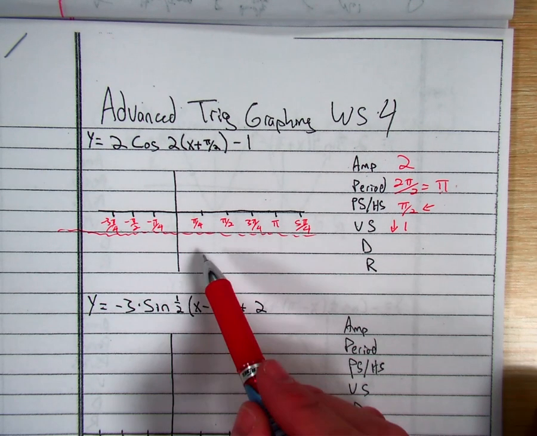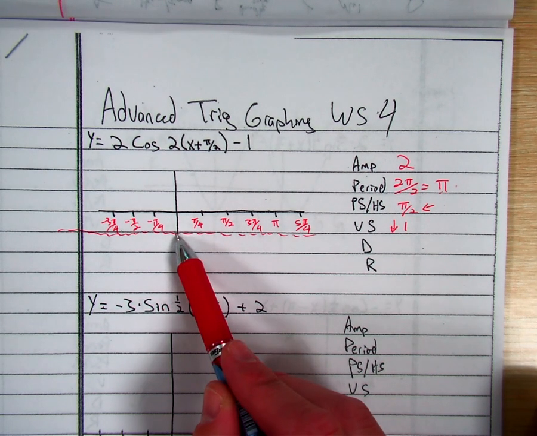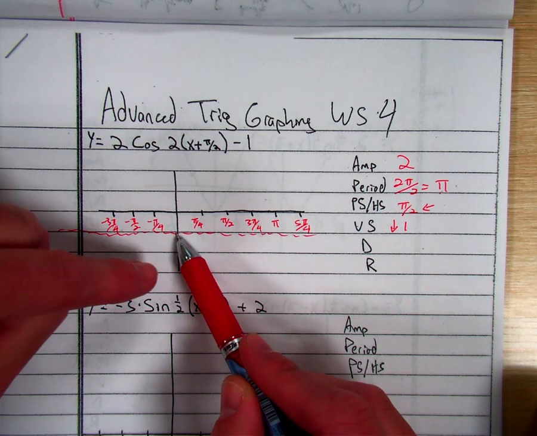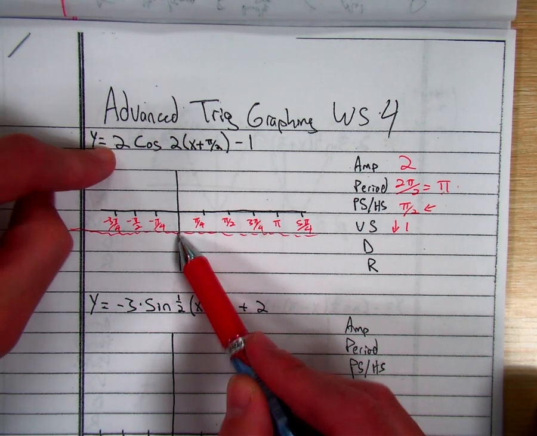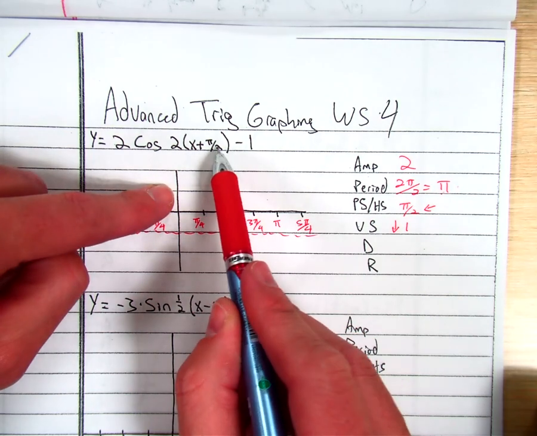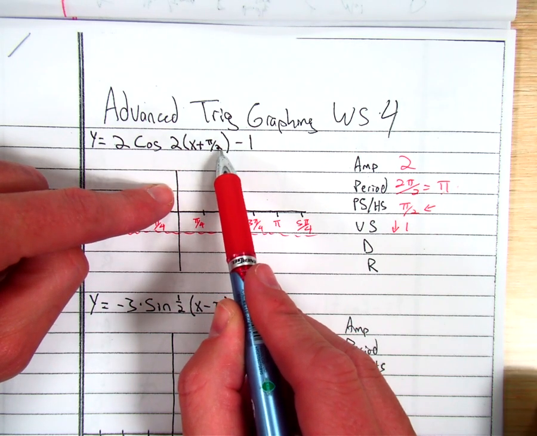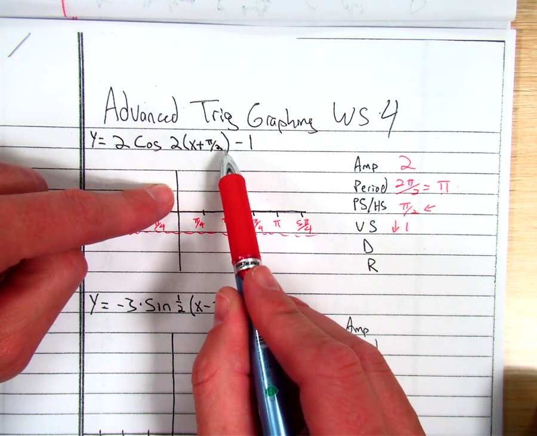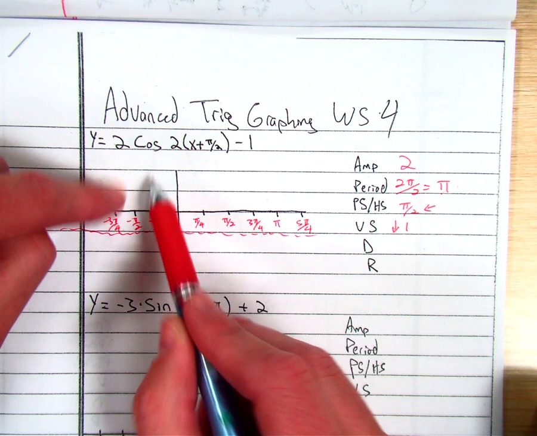Our amplitude is 2. Here's our midline. We're down here at minus 1. Cosine starts on the top. Our amplitude is 2. We're going to go up 2. That's where our first dot. Oh, we didn't do our horizontal shift, did we? Okay, plus pi over 2. We're going to slide it back pi over 2.